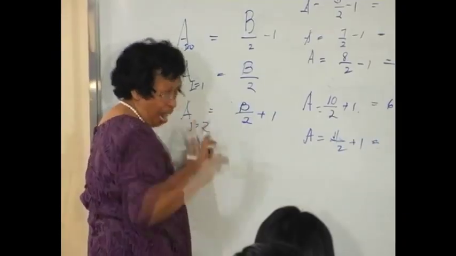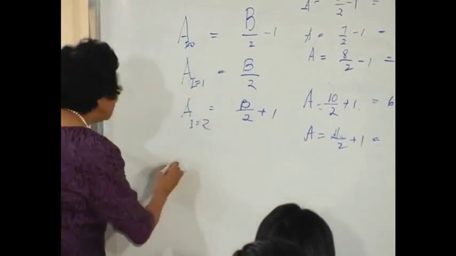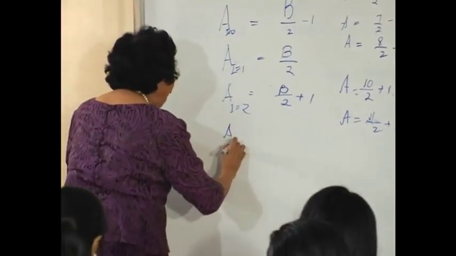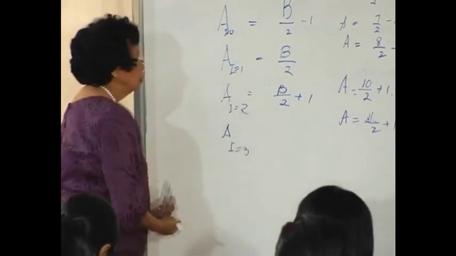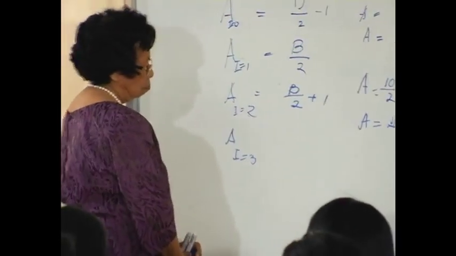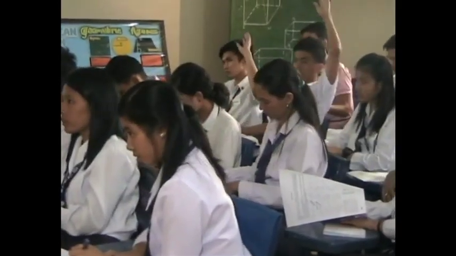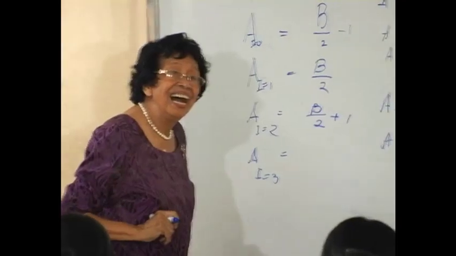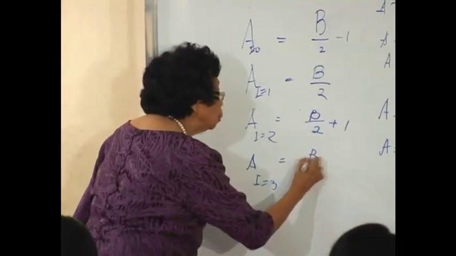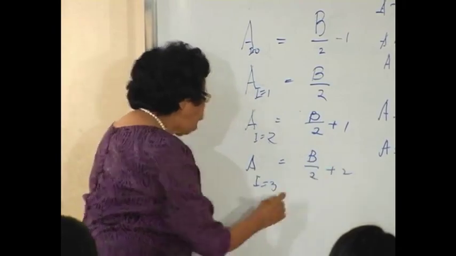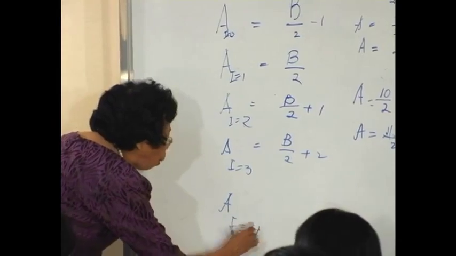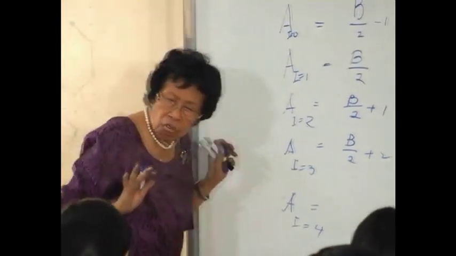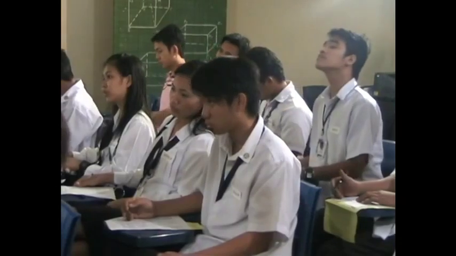Is it not? Now, I'll challenge you. Supposing area for I is equal to 3. What could it be? Yes. B over 2 plus 2. Aha! What if it is A for I equals 4? Let me see if you can already see the pattern. Which one? Here. Aha. Look at 18.